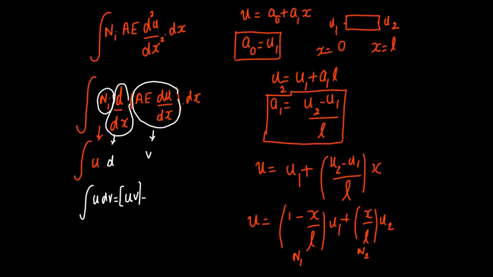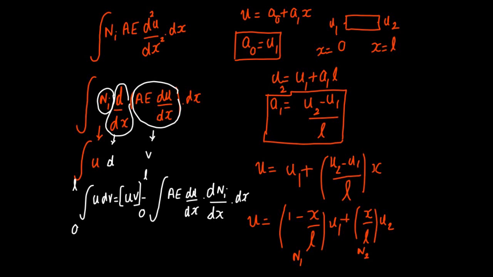Suppose this is over the limit 0 to L, then uv over the limit 0 to L minus the integral of v du. v is AE into du over dx, and du is dNi over dx with respect to x. So that is what I will be getting.